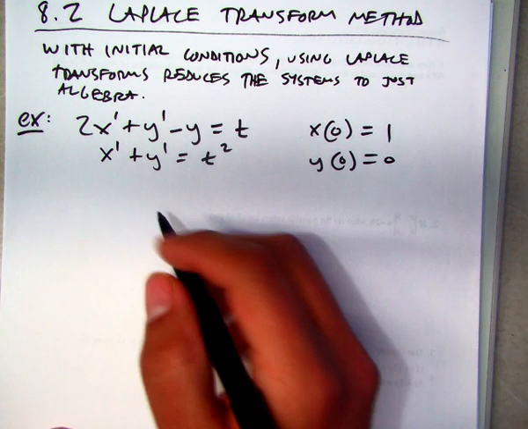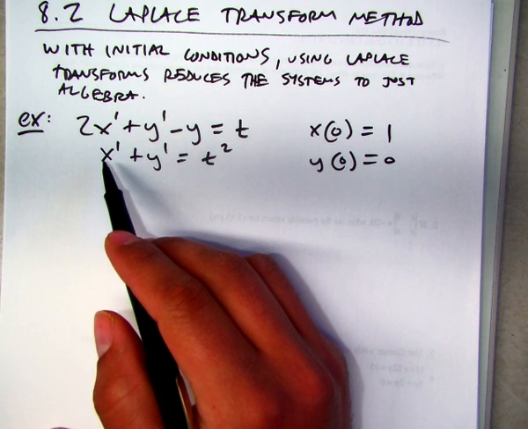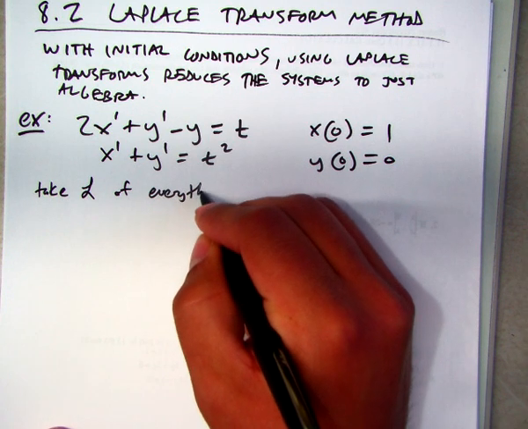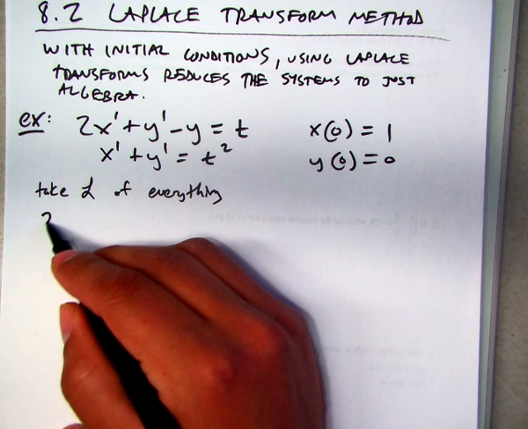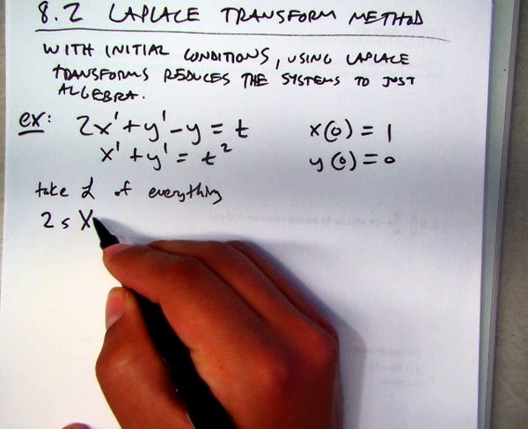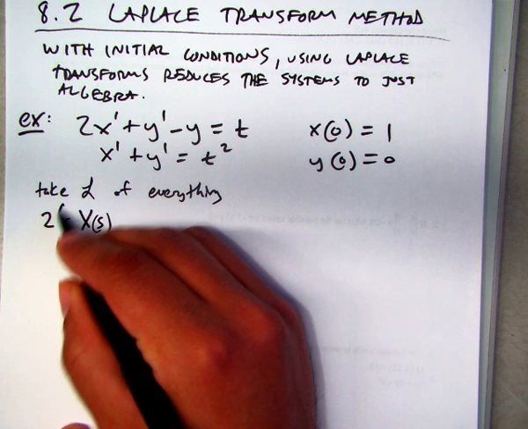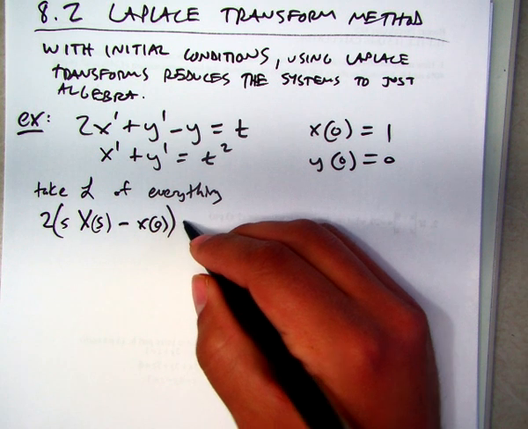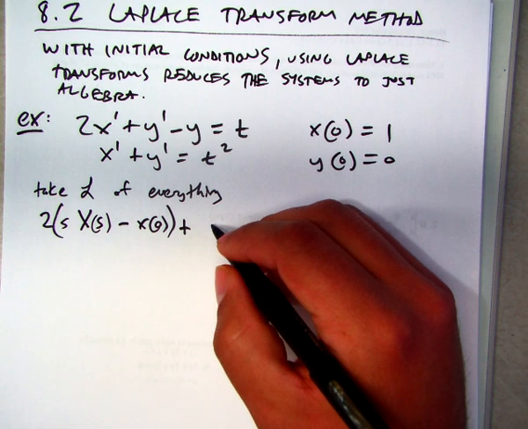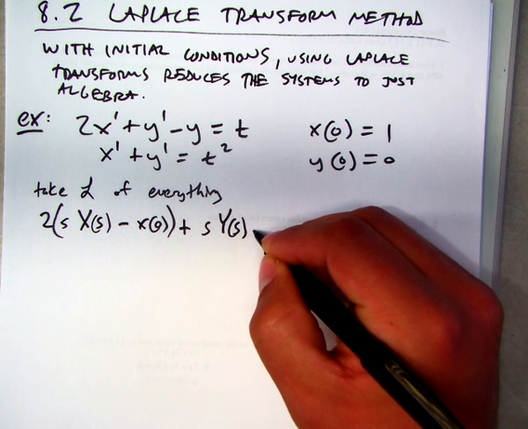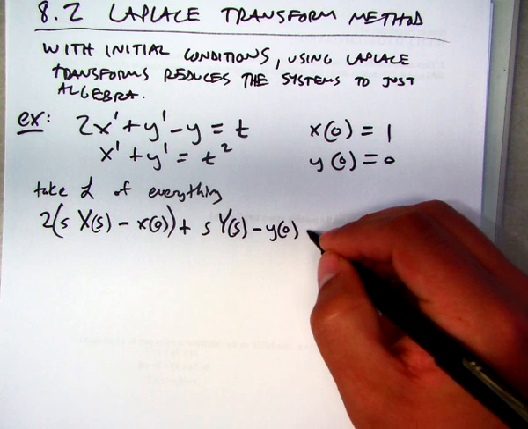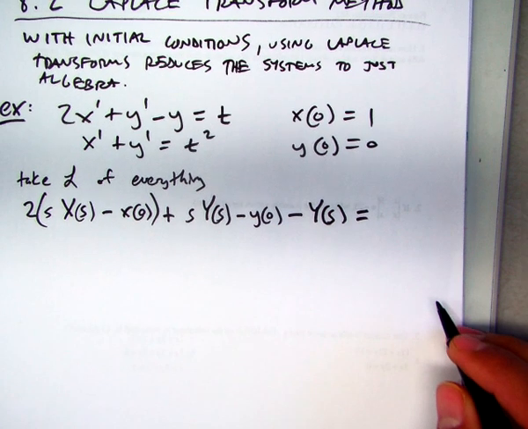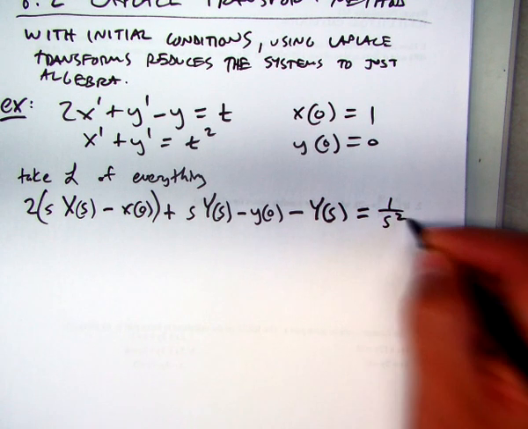So let's do that. So if we take the Laplace transform of x prime, so we're taking the Laplace transform of everything, we get, let's see, 2, and then it was s times X of s minus x of 0, plus, now we take the Laplace transform of y prime, so that's going to be s Y of s minus y of 0. And then the Laplace transform of regular y is just capital Y of s. The Laplace transform of t is 1 over s squared.